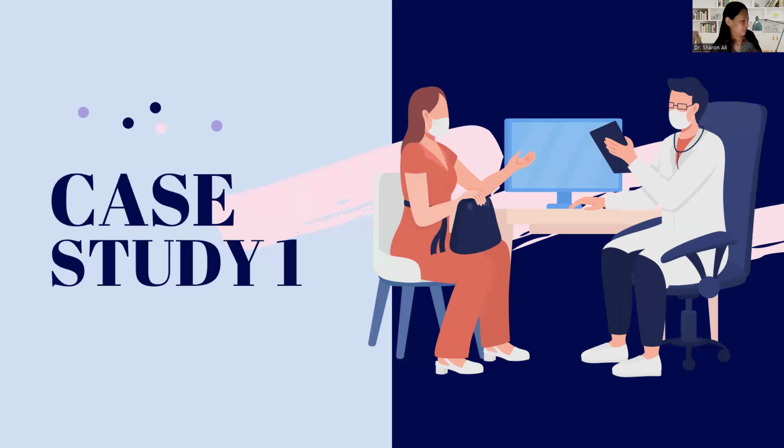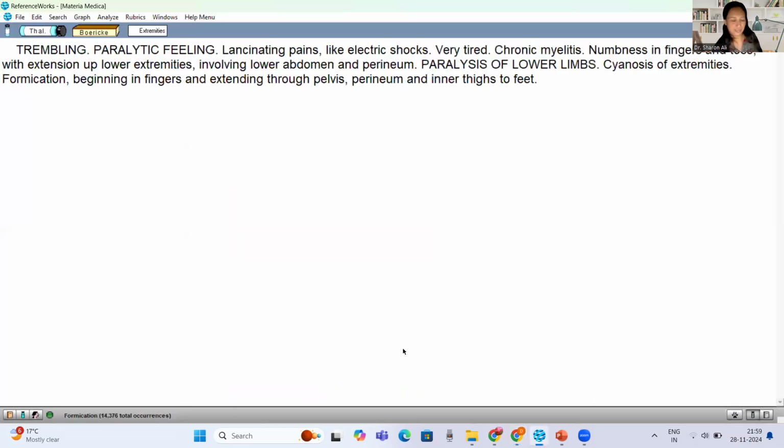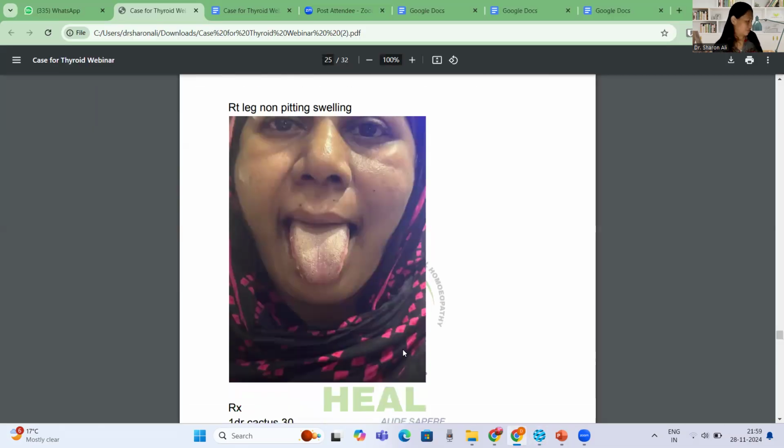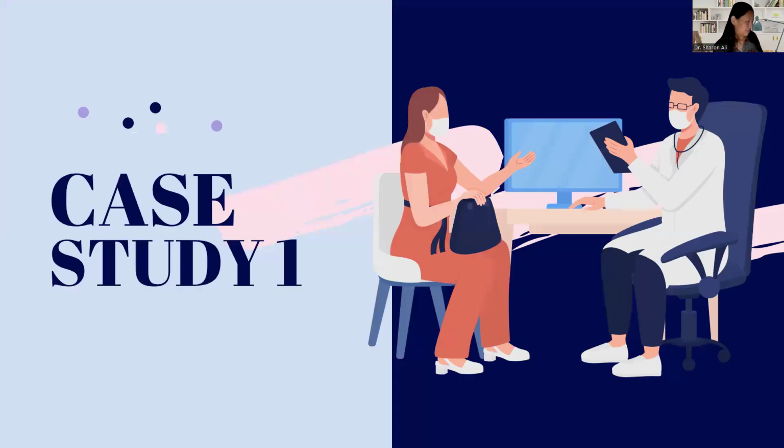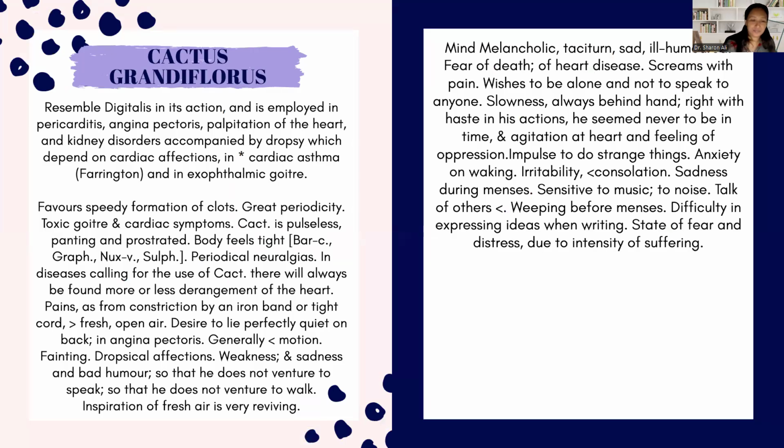So the remedy I gave was cactus. Okay? Because there was angina pectoris, palpitations of heart, and kidney disorders accompanied by dropsy, which is dependent on cardiac affections, and in exophthalmic goiter.